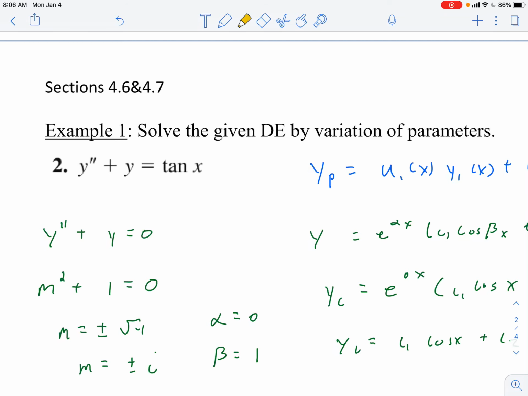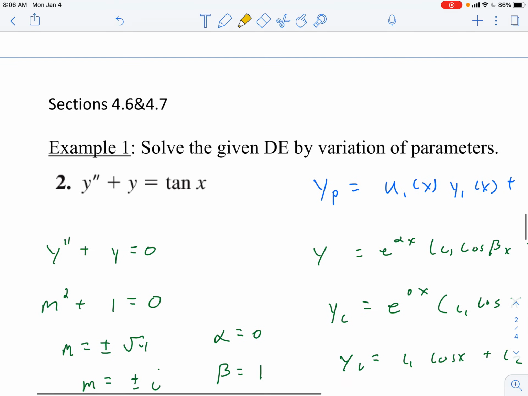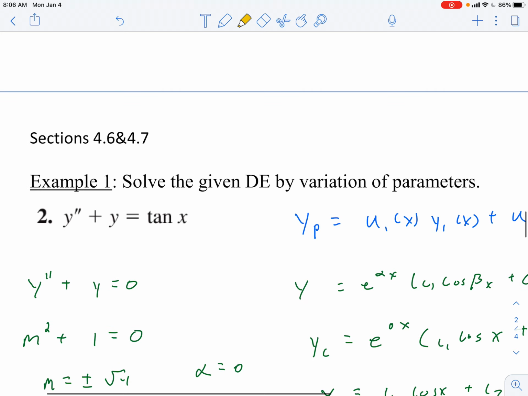Alright, let's look at example 1. Solve the given differential equation by variation of parameters. We're going to solve this second order differential equation, and it's set equal to tangent of x. So we cannot use undetermined coefficients. Now we have y double prime plus y.